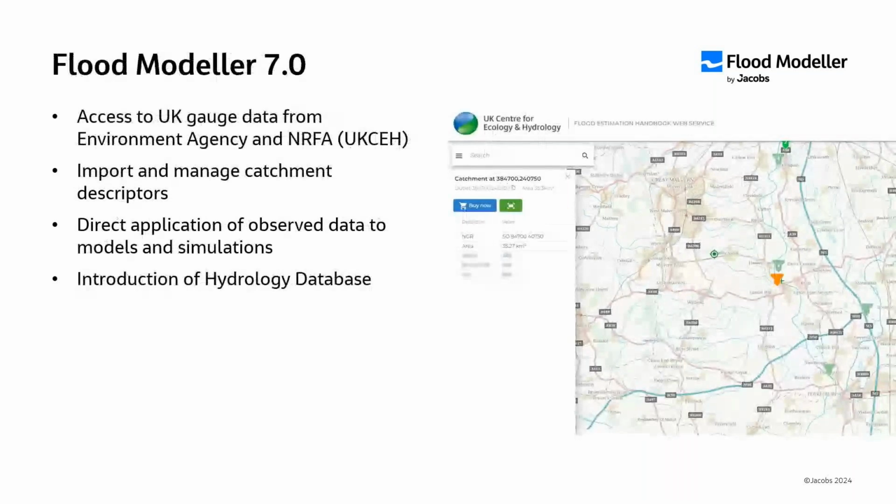We also introduce access to gauge data, so from both National River Flow Archive from UKCH and the Environment Agency, so you can see all that gauge data in one place. You can visualize it, interact with it, and download it. You can also import and manage your catchment descriptors from UKCH, the FEH catchment descriptors, and you can directly apply your data from those gauges to your hydraulic models. I'll quickly demonstrate some of this in the next section.